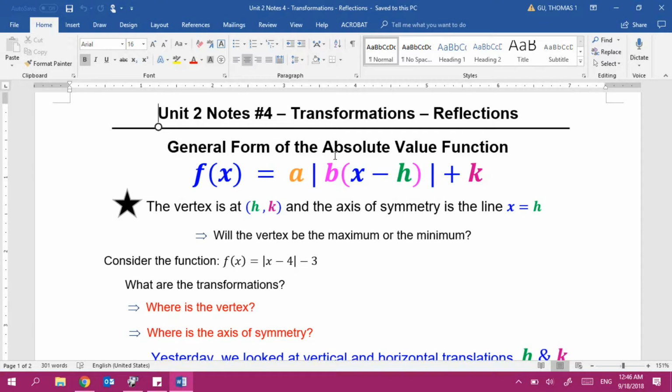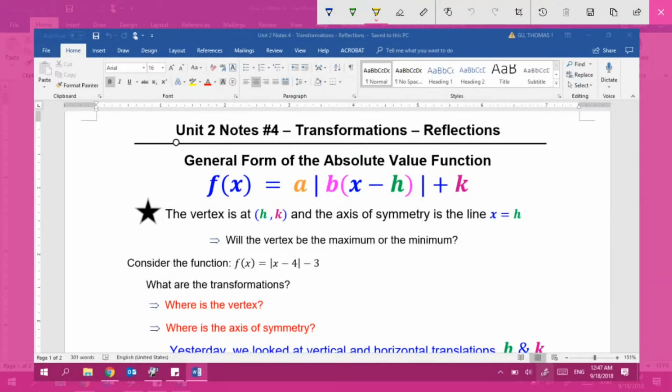Today we're doing notes number 4, and it's all about transformations once again. But today the focus is on reflections. Oh boy. So, believe it or not, the general form of all absolute value functions is f of x equals a times the absolute value of b times x minus h, close absolute value sign, plus k. This looks very confusing, but when you see the actual equation, it's a lot easier. And actually, all of our functions kind of follow this general form.